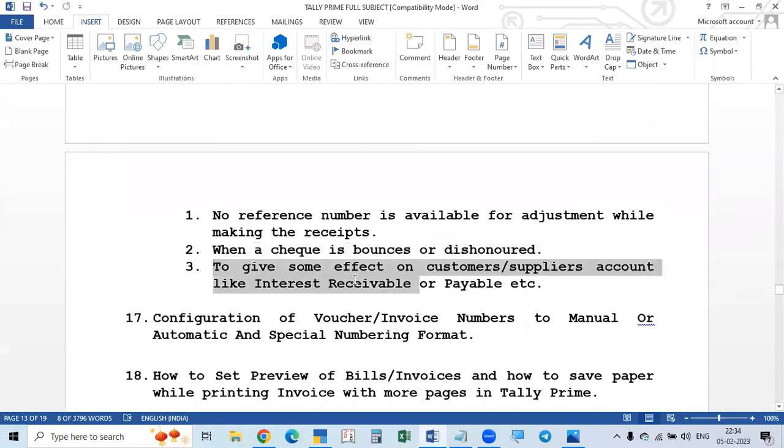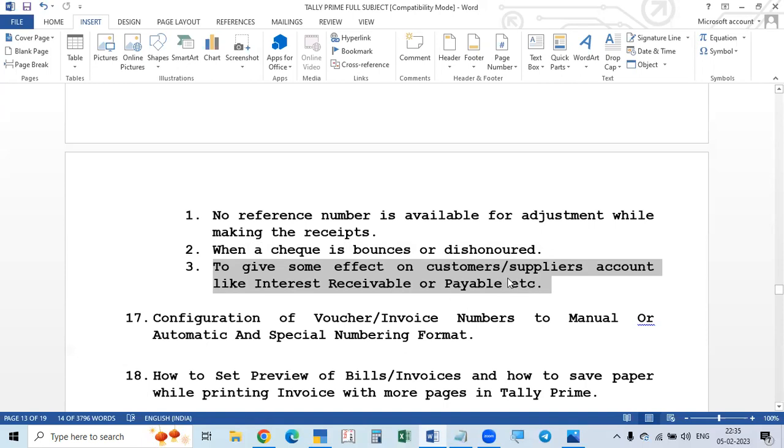Now, another one is to give some effect on customers' or suppliers' account, like interest receivable or payable. That means to increase something in the customers' or suppliers' account. Customers means interest receivable; payable means suppliers, we have to pay the money. Suppose we give some credit period. If the amount is not paid within that credit period, that is the due date, we will charge interest. If they pay after some time from the due date, we will calculate the interest and charge it to the customers. Similarly, in the case of suppliers, if we delay the payment, we have to pay interest, that is interest payable, which is also to be taken into account.